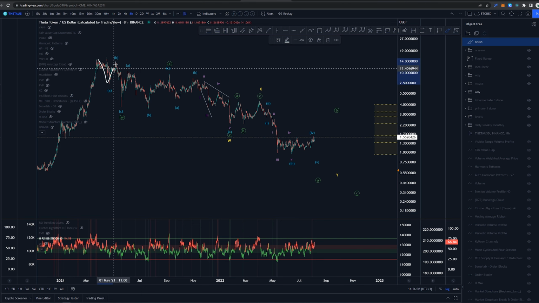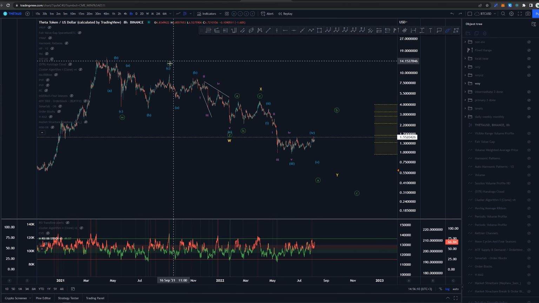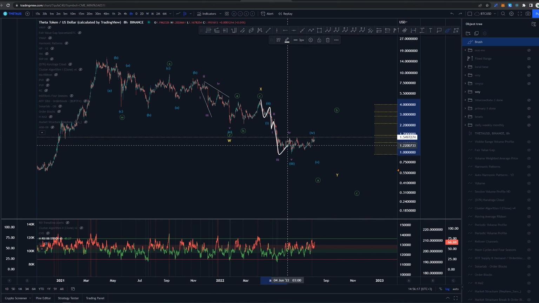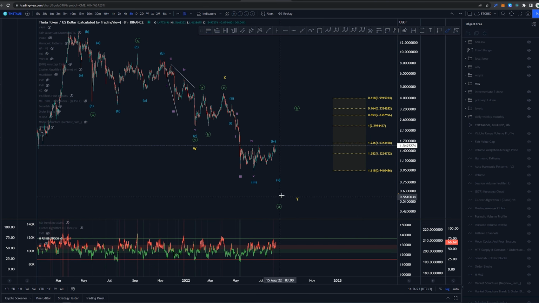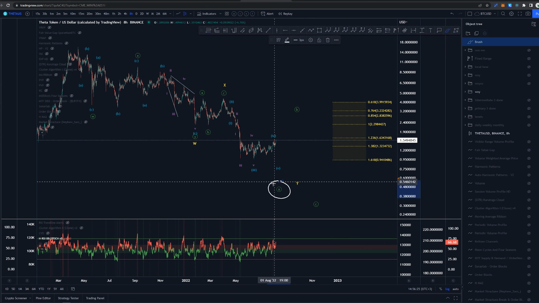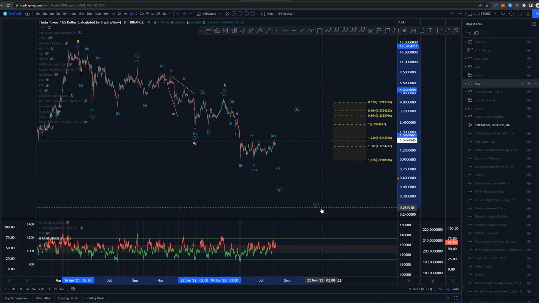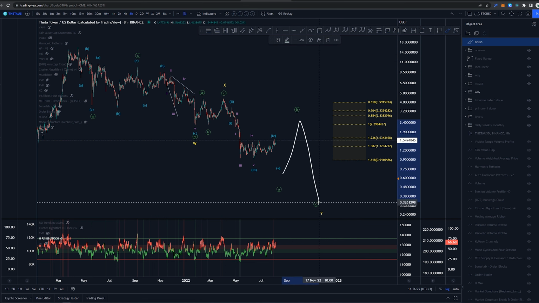In here I've labeled this as an ABC into W, ABC into X, and then again ABC into W here. Then ABC into X again here, and 1, 2, 1, 2, 3, 4, 5 into third. Then looking for that fourth here, and then one more low, fifth, and that would only be the A wave of this wave Y. Then we would be looking for B and then C.